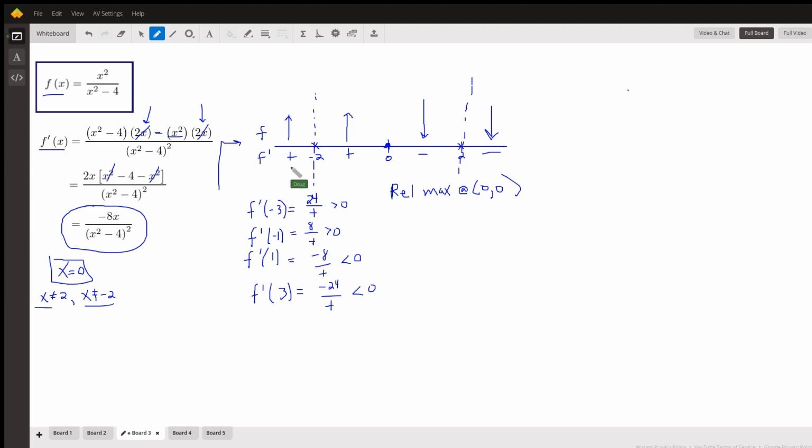So f prime of -3 is positive. So the tangent lines have a positive slope, so the original function is increasing. The same between -2 and 0, increasing. To the right of 0, decreasing. To the right of 2, still decreasing. So right here, since the function went from increasing to decreasing, we have a relative maximum.